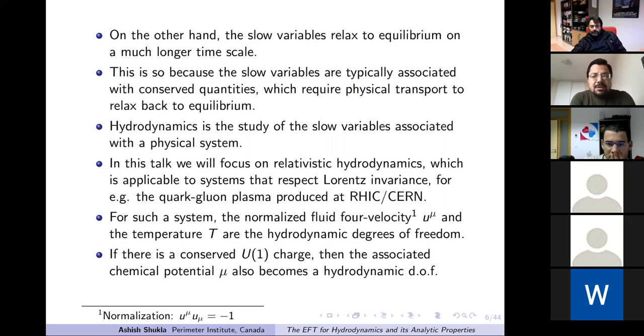In this talk, we'll focus on relativistic hydrodynamics, which is applicable to systems that respect Lorentz invariance. A classic example of this is the Quark-Gluon plasma that is produced in heavy ion collisions in laboratories like RHIC or CERN. For such a system, the normalized fluid 4-velocity u^μ, where μ is 0, 1, 2, 3 space-time indices, and the temperature T are the hydrodynamic degrees of freedom which we use to describe our system. If there is an additional conserved U(1) charge, then the associated chemical potential μ also becomes a hydrodynamic degree of freedom. Before I move on, let me just point out that my fluid velocity is normalized to -1. So it's a time-like vector normalized to -1.